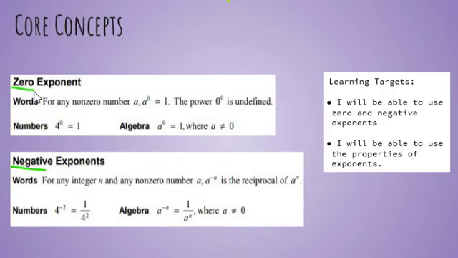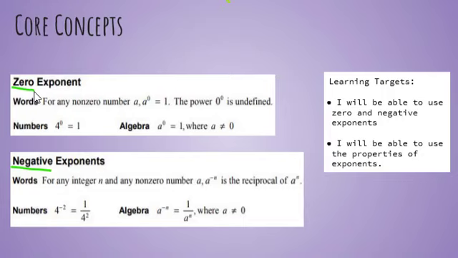Then we have our negative exponents. In negative exponents, you're going to take the reciprocal. So the example they show you here is 4 to the negative 2 power. You're going to rewrite that as 1 over 4 to the positive 2 power. So once you flip this, do the reciprocal, you're going to keep the 1 on top, and the exponent in the denominator now becomes positive.